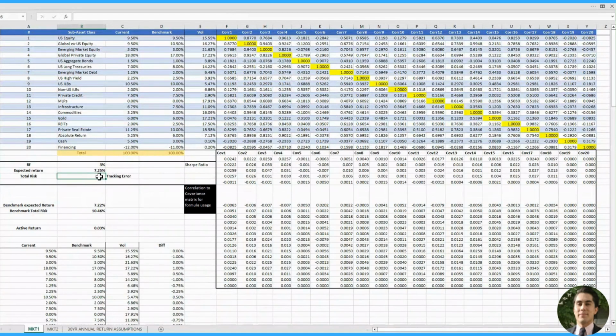Now, total risk is seeing how much, based on the volatilities and the correlations, this return can move, and tracking error is the difference between our benchmark and our current portfolio.